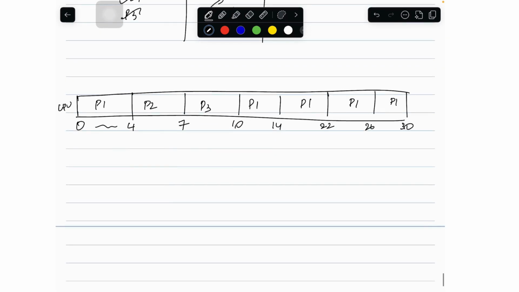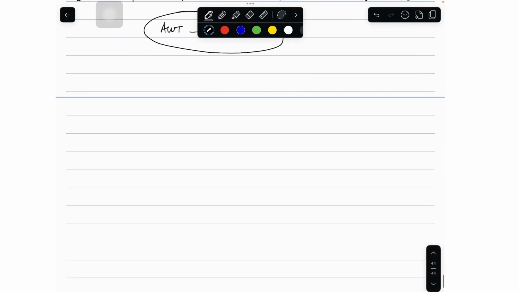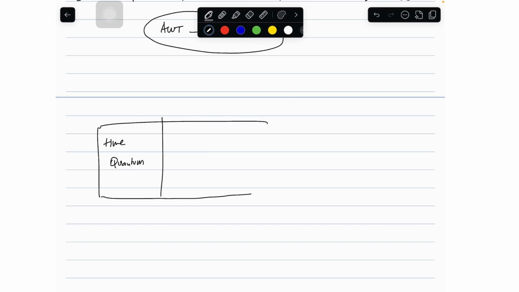So this is how round robin works. The average wait time of round robin scheduling is 5.66 milliseconds. And this is the usual way we calculate the average. Now we have the time quantum. Now let's analyze this time quantum. Let's say this is low and this is large.